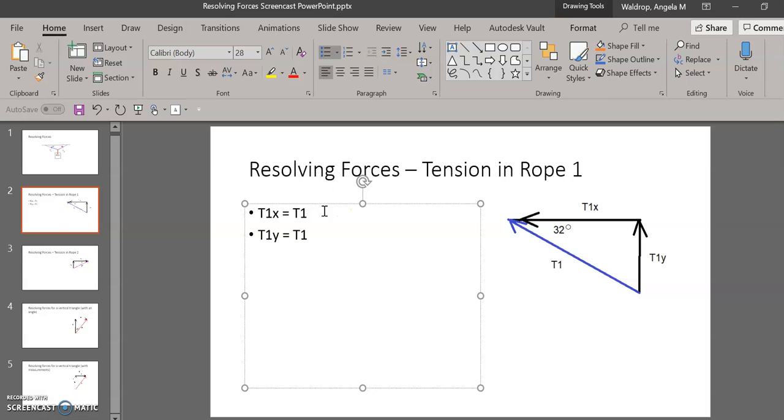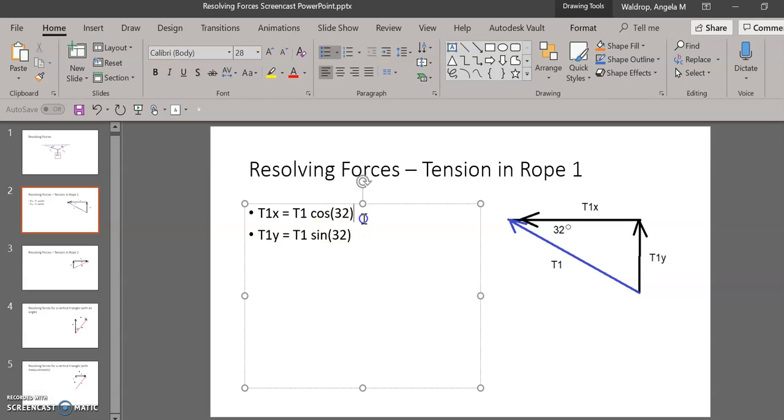Now the next thing we need to do is figure out what trigonometric function to use. Since this 32 is adjacent to the x side, we're going to do x first and use cosine, because cosine is the adjacent over the hypotenuse. So we'll type in cosine 32. For the y, since the y is opposite of the angle that we care about, we're going to use sine 32.